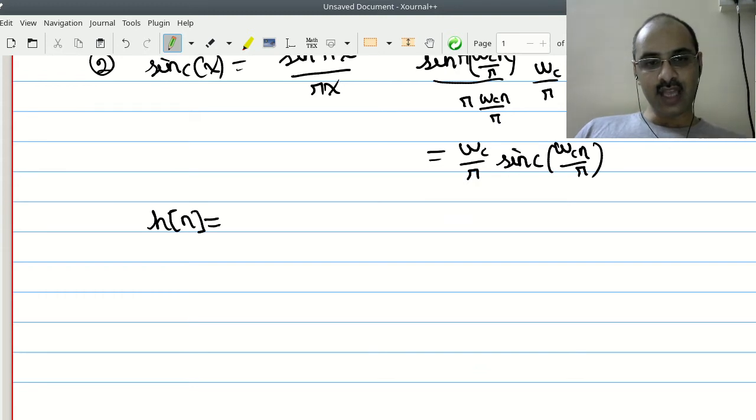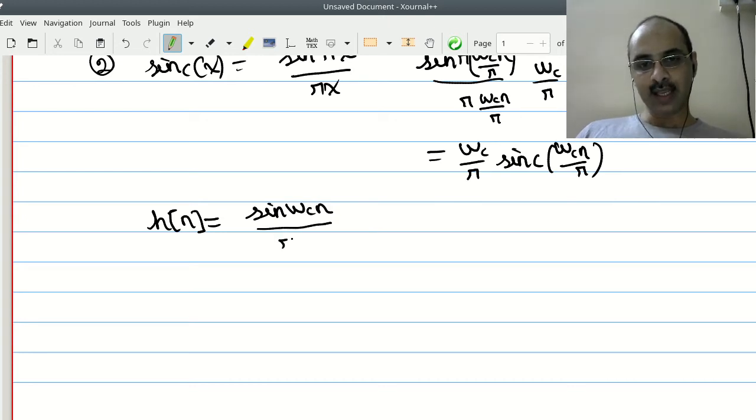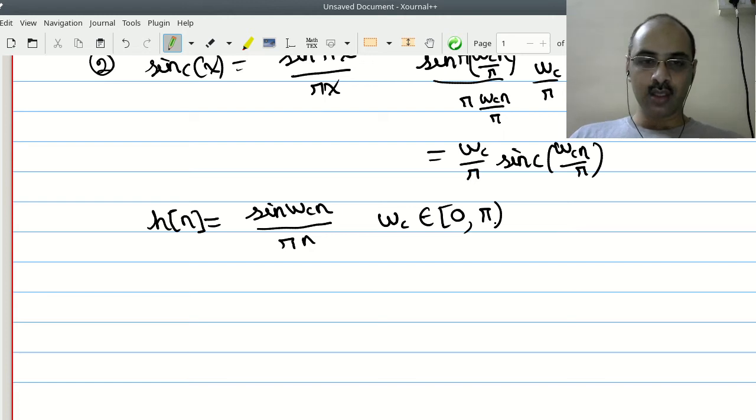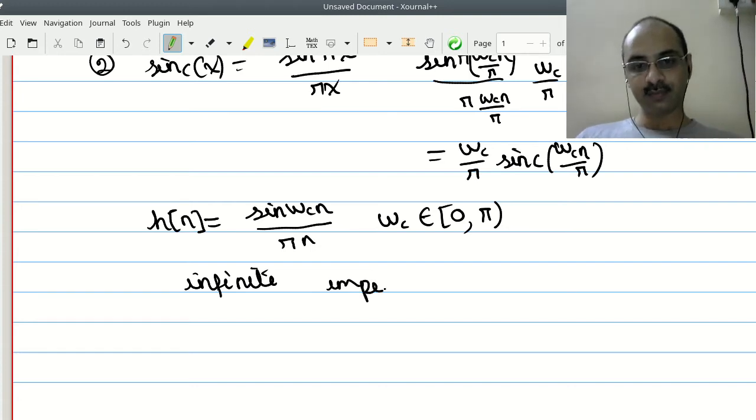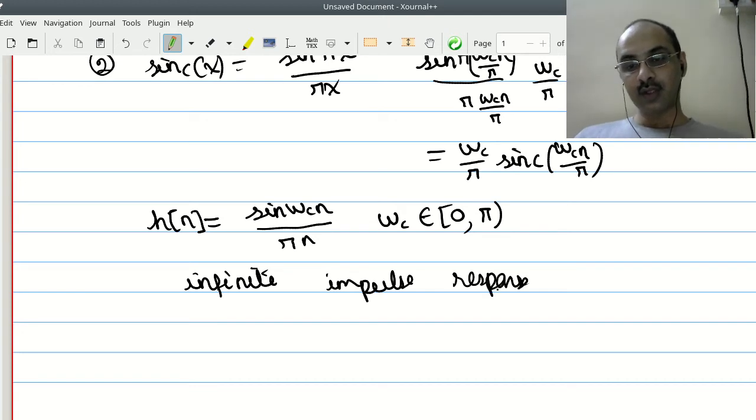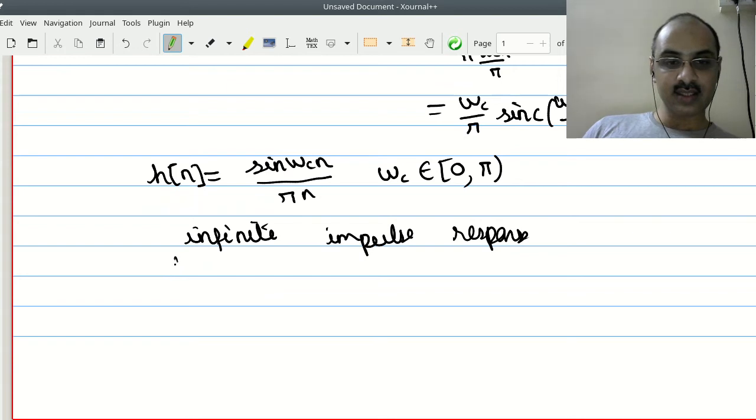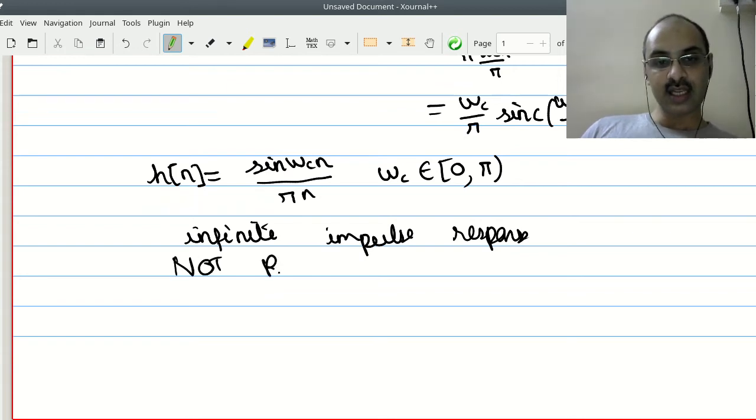Okay, so now let's actually inspect this sequence. So we have h[n] equal to sine omega c n upon pi n. Omega c is the cutoff frequency, which is a positive number between 0 and pi. Now notice that this is defined for all n. It is an infinite impulse response filter, and the more important and interesting thing is that it is not realizable. Why is it not realizable?